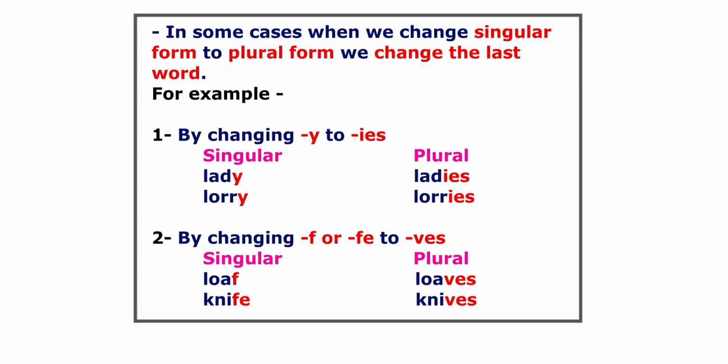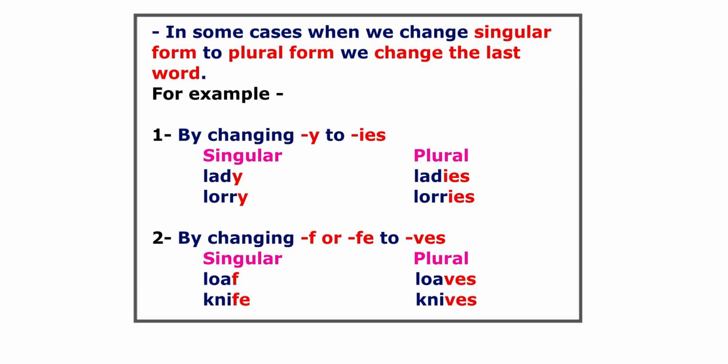In some cases, when we change singular form to plural form, we change the last letter. For example, first one is by changing Y to IES. See the example? When we are changing singular to plural, see, lady, LADY, the last letter is Y. We are changing this Y to IES and making it plural form. Same way, lorry, the last Y is changing into IES to make it plural.